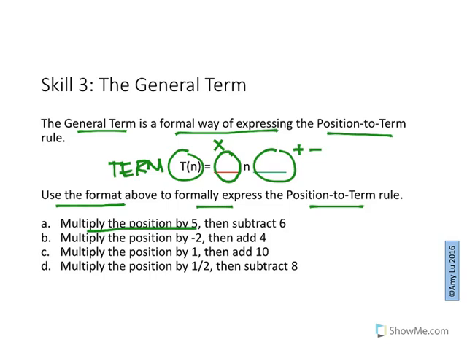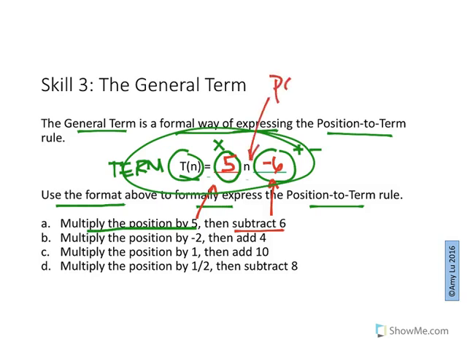So if the rule is multiply position by 5, we go ahead and put this here. And then if we want to subtract by 6, we put this right here. So then the way we say this statement is T of n is equal to 5n minus 6. And n right here, just to let you know, represents your position. The first position, the second position, and so forth. So at this time, pause and complete the rest.